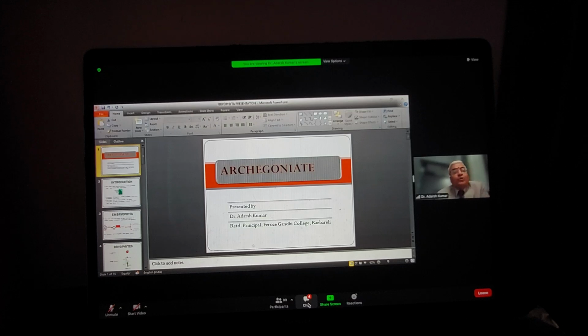After the Archegoniate, the other part which is very important for the students is the Embryophyta. Those plants which bear the embryo fall under the Embryophyta. It includes bryophyta, pteridophyta, gymnosperms, and angiosperms. My question for the students is, what is the embryo?